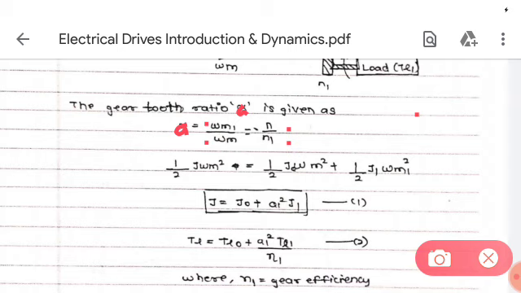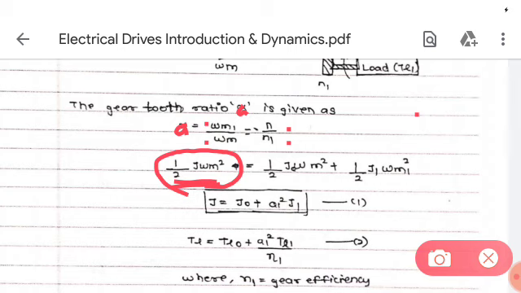Then the equivalent inertia, or the kinetic energy of the equivalent inertia. This J will be the equivalent total inertia of the motor load system referred to the motor shaft. So obviously the kinetic energy of that whole system is given by half J omega m square.